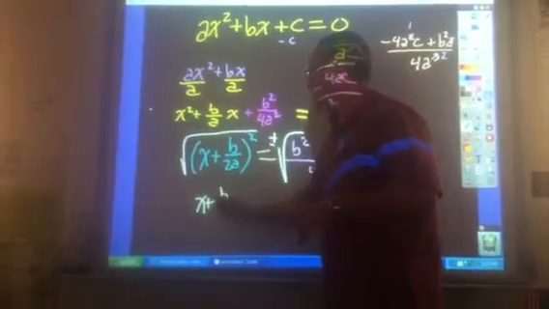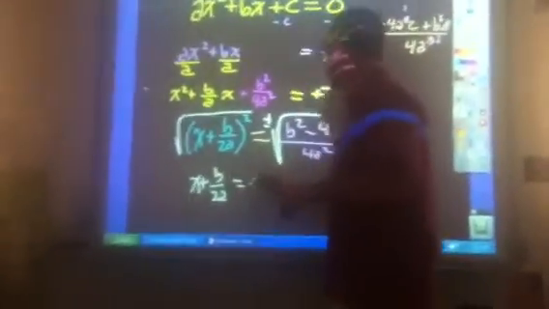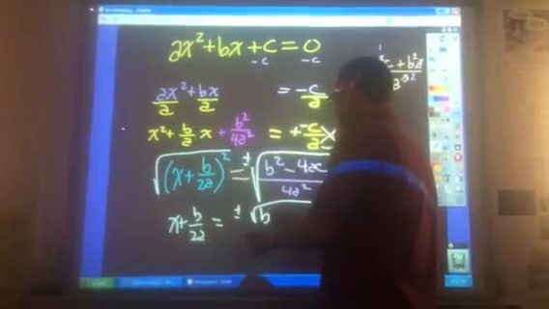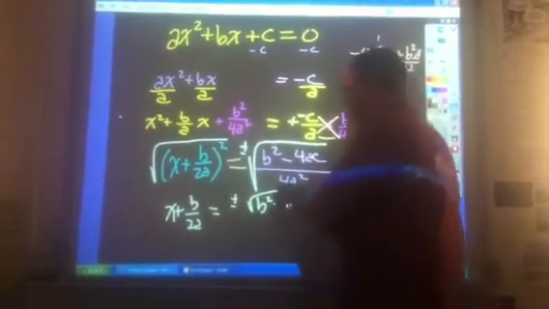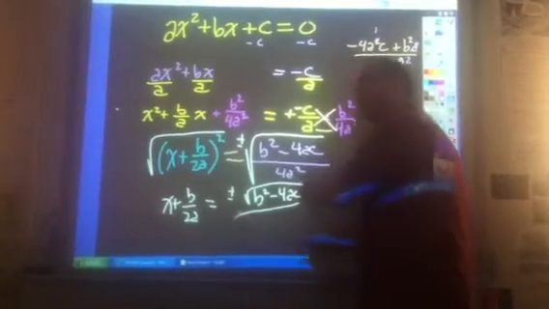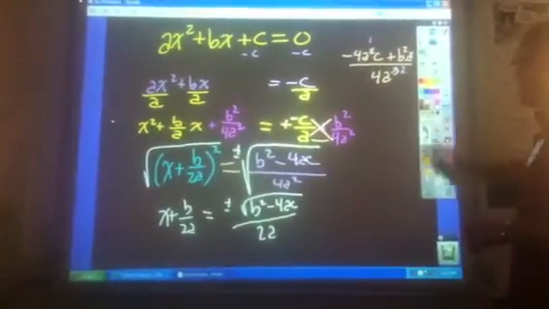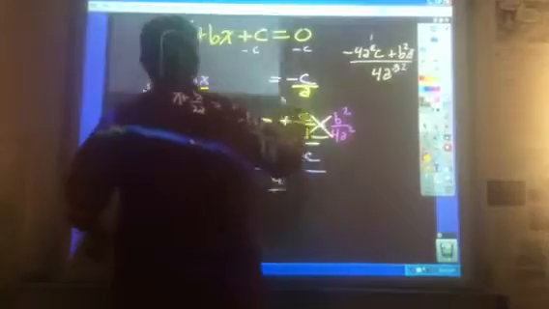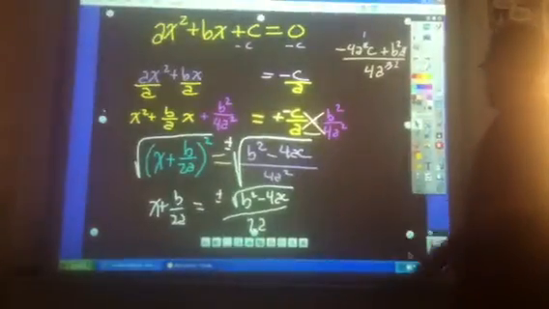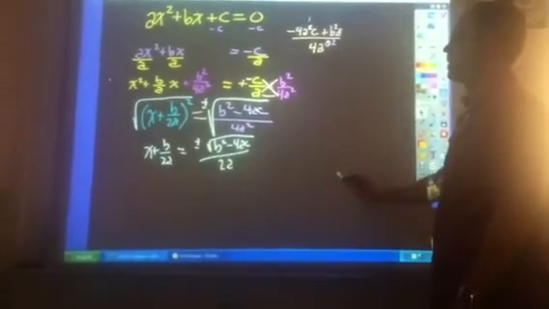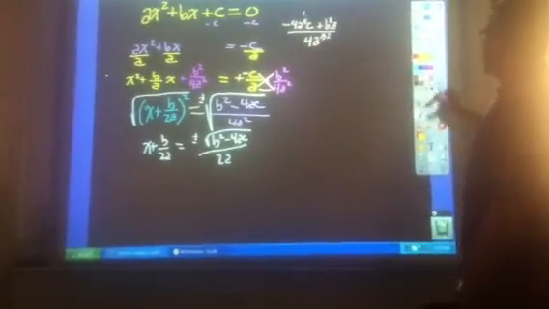So I get x plus b over 2a is equal to plus or minus. I don't know what the square root of this on top would be, so I'm just going to leave that as a radical. And the bottom will be, what's the square root of 4? 2. What's the square root of a squared? a, so 2a. You're confusing me more with letters. Okay, hang on. Watch this now. Let me make this a little smaller. I need a little more room.